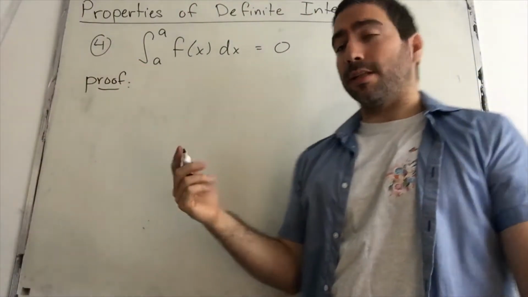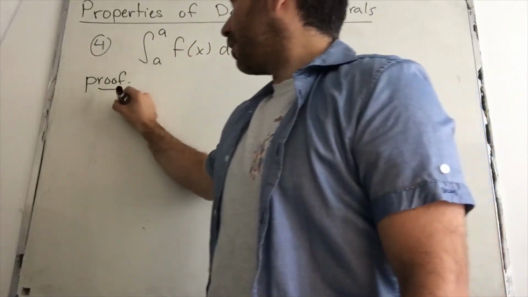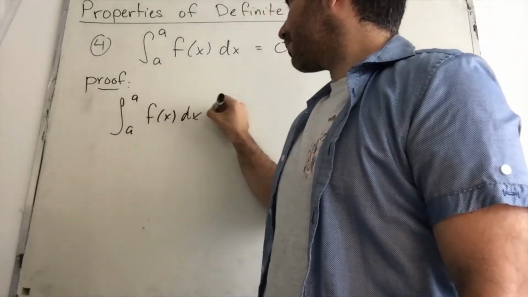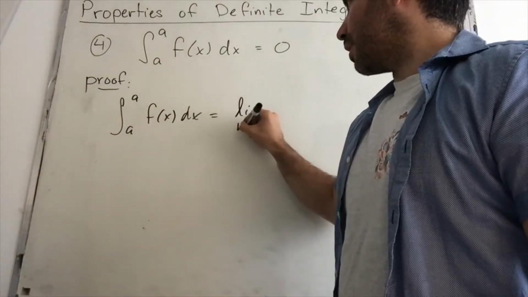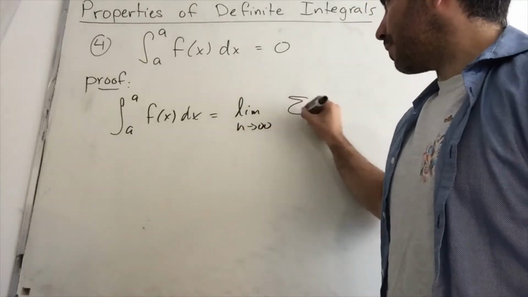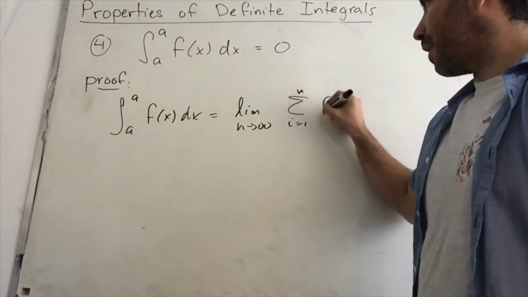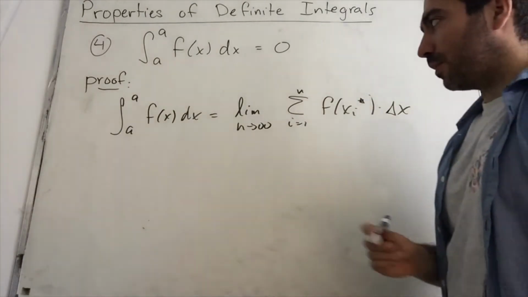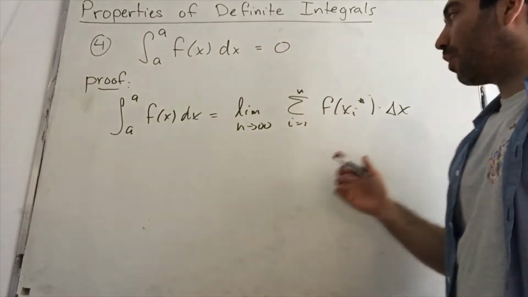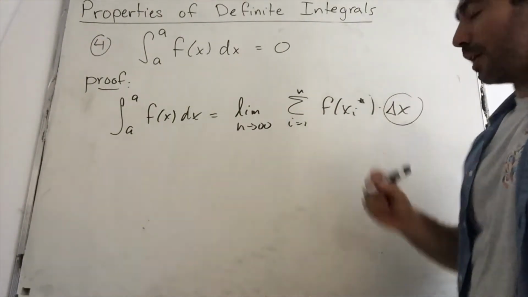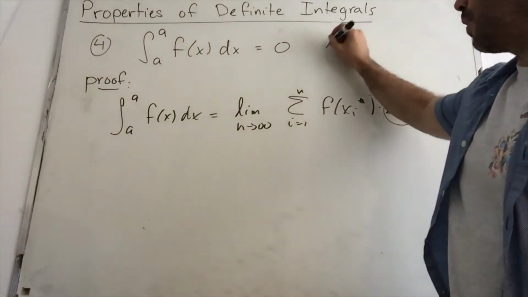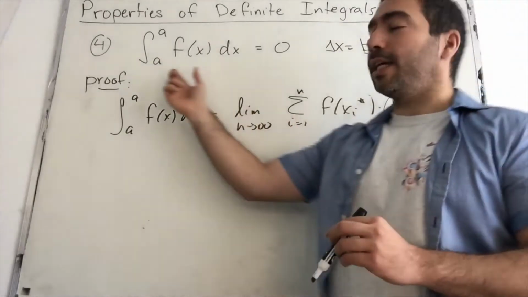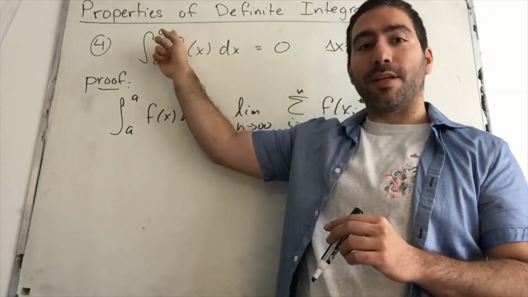I'm going to begin by stating the definition. We know by definition the integral from a to a of f of x dx is equal to the limit as n goes to infinity of the summation i equals 1 to n of f of xi, or xi star, doesn't matter, times delta x. How do we prove that this thing's equal to 0? Well, we could take a closer look at delta x. What's delta x equal to? We know that delta x is equal to b minus a over n. But in this specific case, our lower bound is a, but our upper bound is not b, it's a.